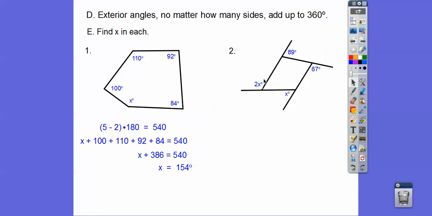Okay, so here, these are all outside angles, exterior angles, so they add up to 360 no matter what. So we go ahead and add those up to 360 and solve for x, we get 68.